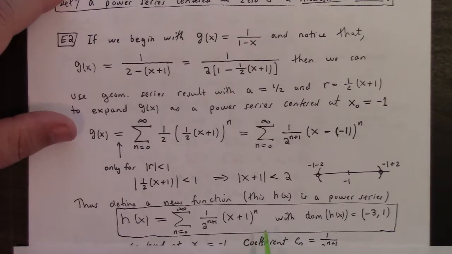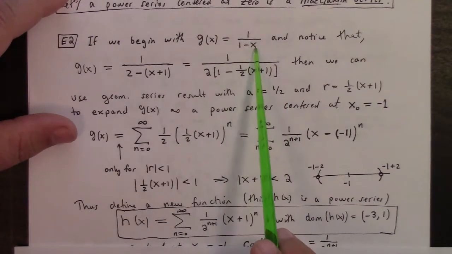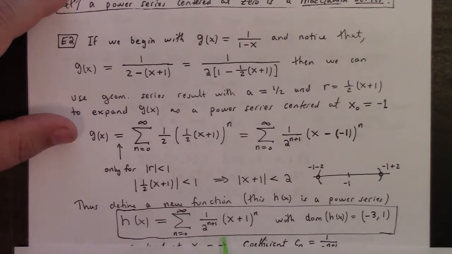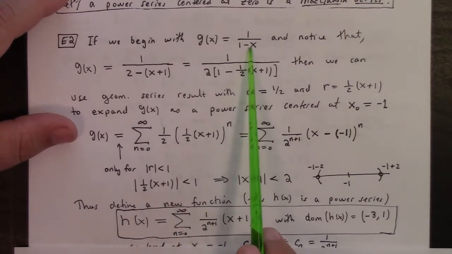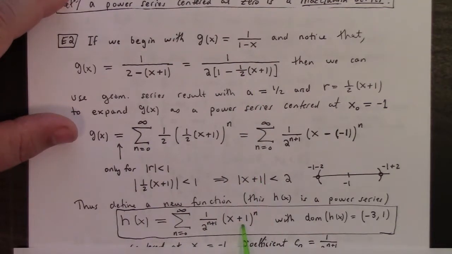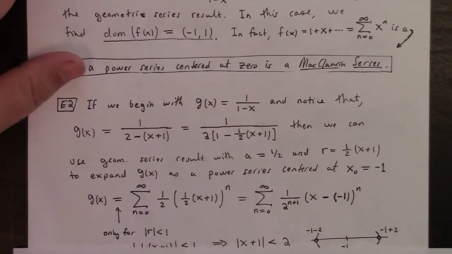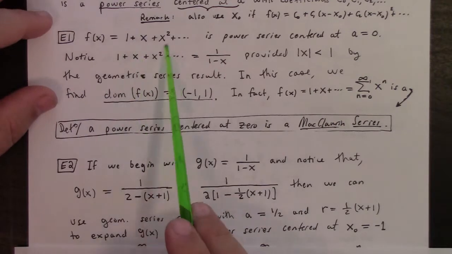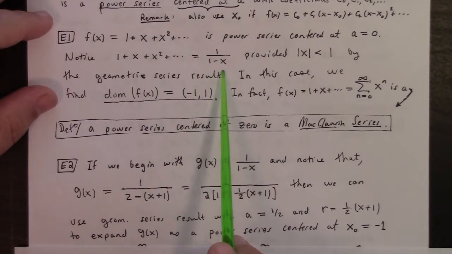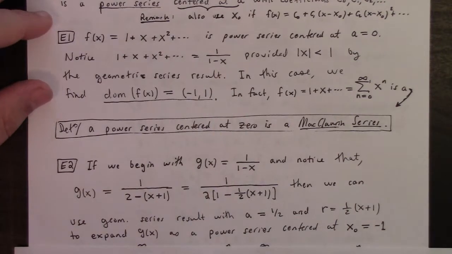So there's a distinction, of course, between this 1 over 1 minus x function and the power series. The idea is basically this. This power series represents g of x close to minus 1. And in contrast, in example 1, this power series represents 1 over 1 minus x close to 0.